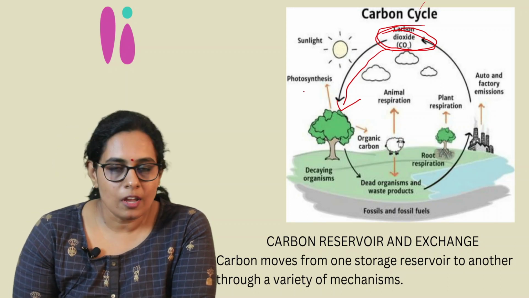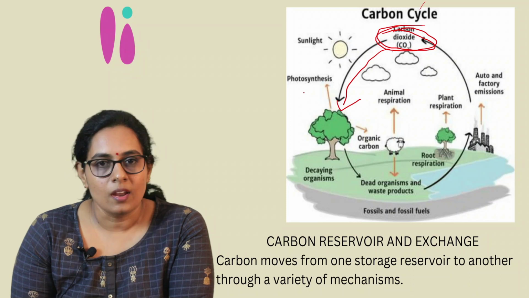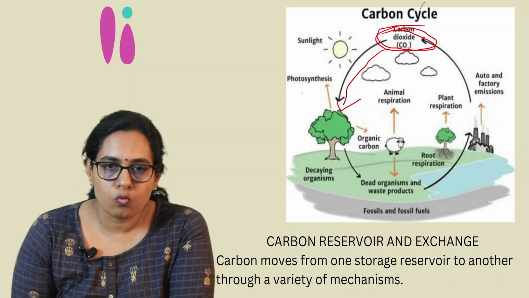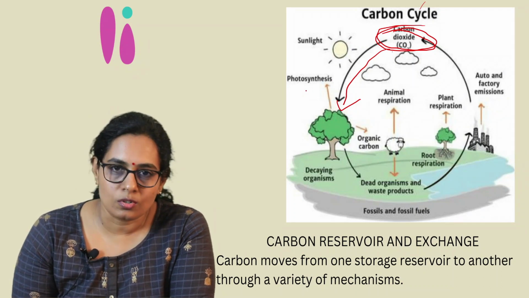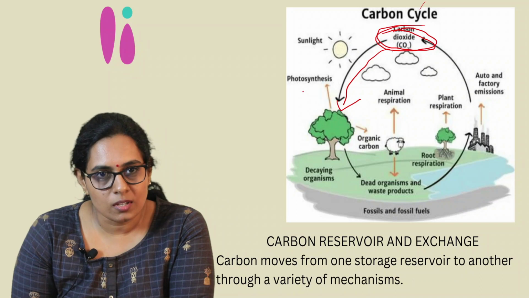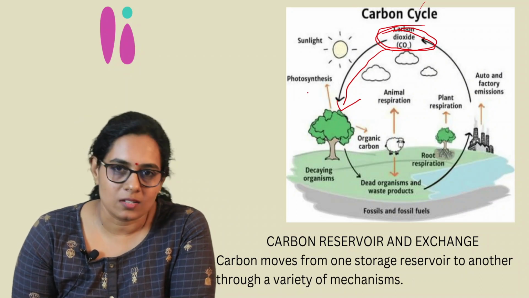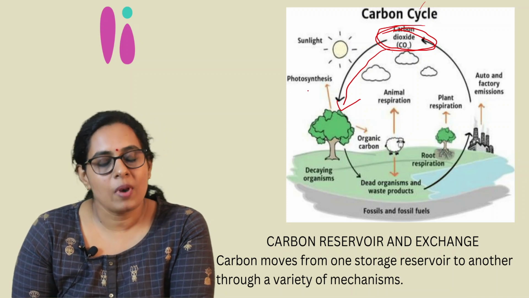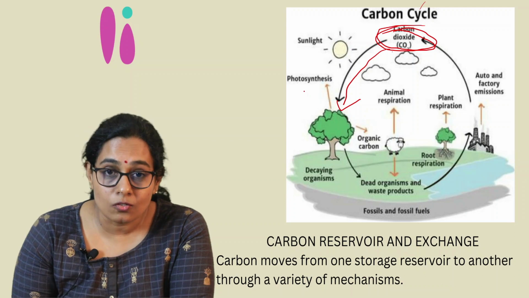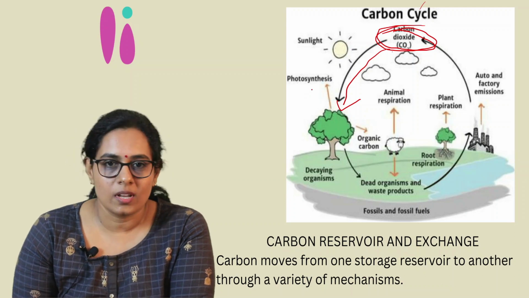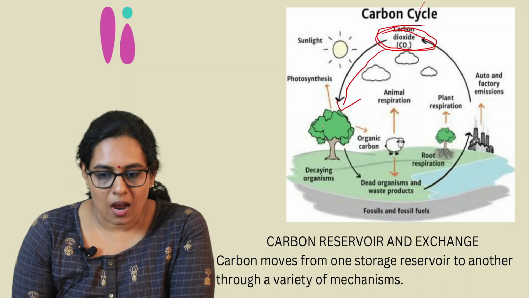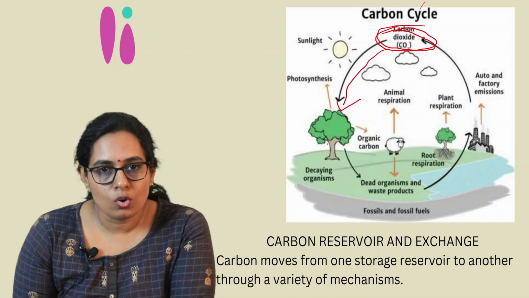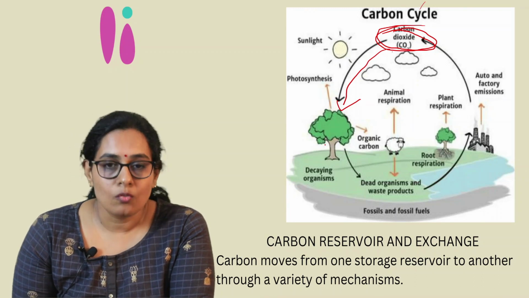So if you are aware of photosynthesis, it is a process where carbon dioxide, in presence of sunlight and chlorophyll, with water combines to form glucose, that is C6H12O6, and it is stored in the plants because plants have glucose. So this is the process of photosynthesis where plants absorb carbon dioxide and convert it into glucose and store it in the plants.